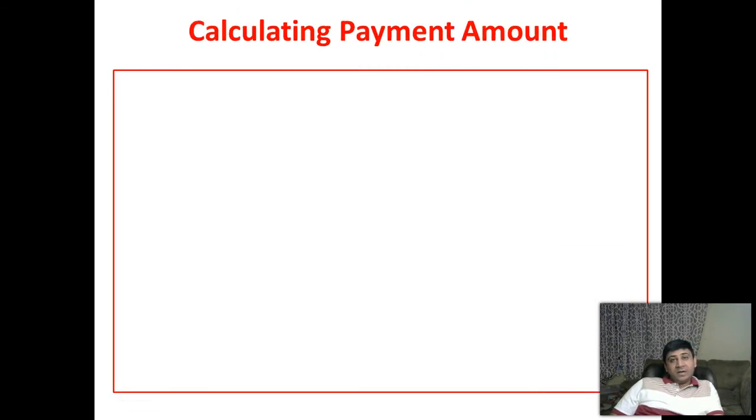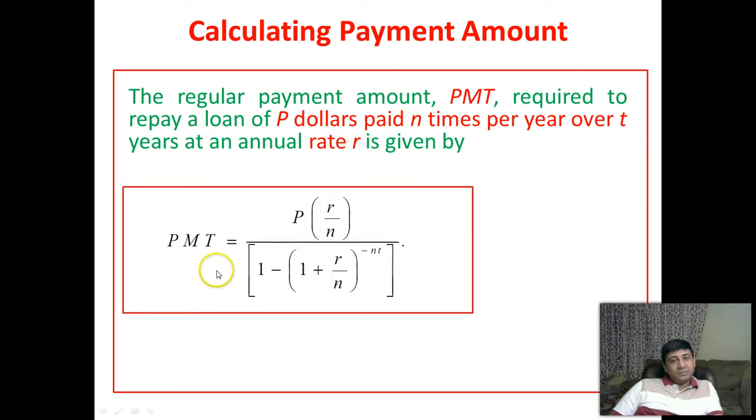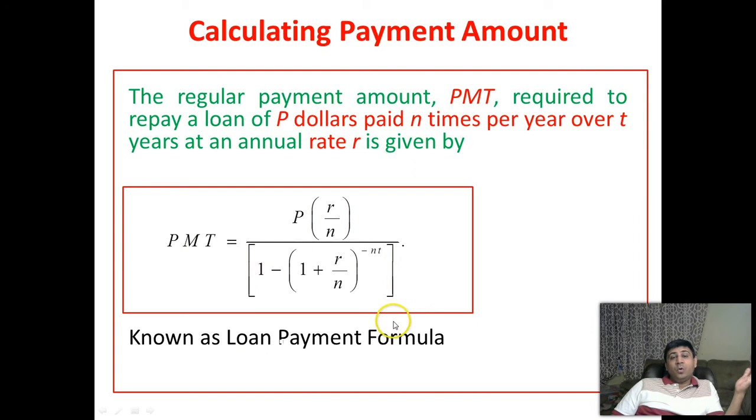So let's start by calculating the payment amount, the monthly mortgage amount. It's the same formula which we used earlier. Suppose we borrowed P dollars, n times per year we'll pay, which will be 12 in this case, for 30 years or 15 years, depending upon what we buy a house for, and it will have an annual rate R. The formula is the same which we used earlier for the car payment. P here is the amount borrowed, R is the interest rate, N is the number of times we'll pay it back. It's also known as a loan payment formula.